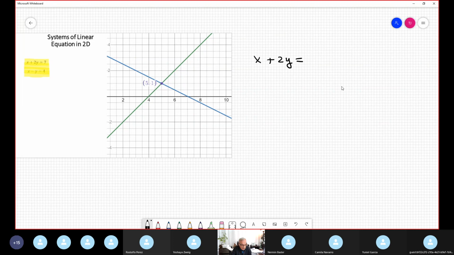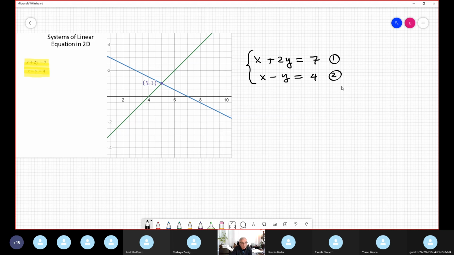Okay, suppose I have to solve this system. x plus 2y equals 7, and x minus y equals 4. Equation 1, equation 2. I like to enumerate the equations and enclose the system in one big curly bracket, because this represents one mathematical object. Together is a solution.